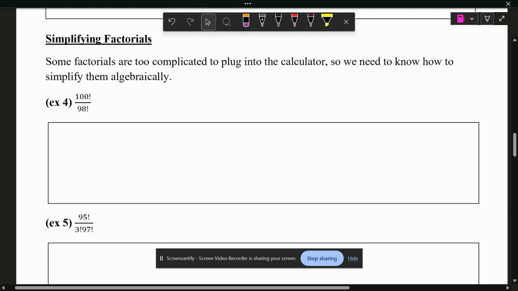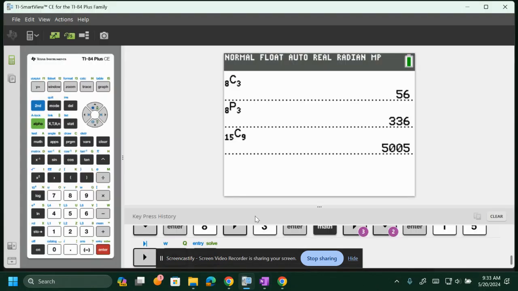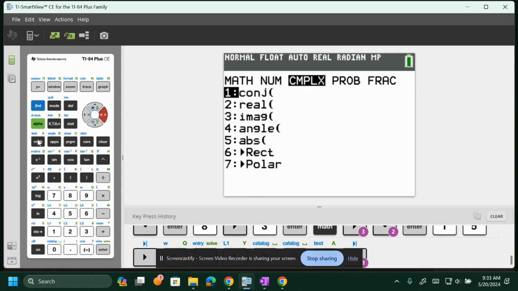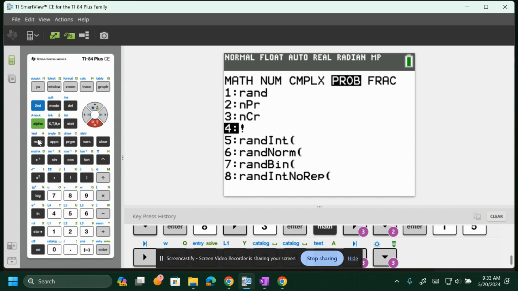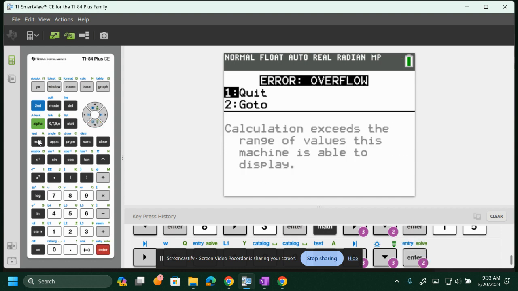Okay, so here's some factorial stuff. Just real quick, factorials, when they're super big, make an overflow in your calculator. So if you were to plug in 100 factorial into your calculator, I'm going to hit 100, and then go into math, type in my exclamation point, hit enter, overflow, because it's 100 times 99 times 98 times 97 times 96 and so forth. It's too big of a number.